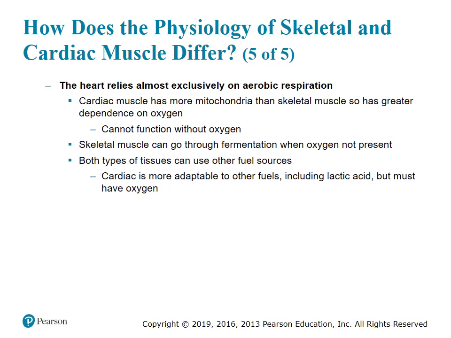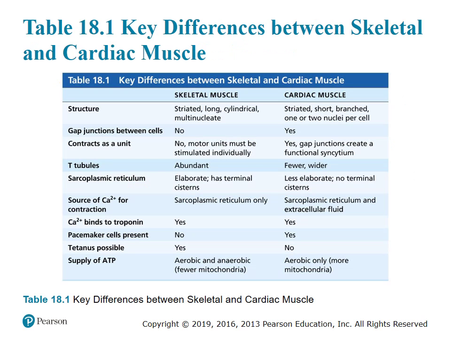Skeletal muscle can actually use fermentation, right? Very shortly. It's a brief period, but it can use it if it doesn't get enough oxygen, but not in the heart. The heart needs oxygen. If it doesn't get oxygen, it's not going to work. Okay, so some differences there. And there's even a table that shows you cardiac versus skeletal muscle, where the differences are. Concentrate on the cardiac, right?